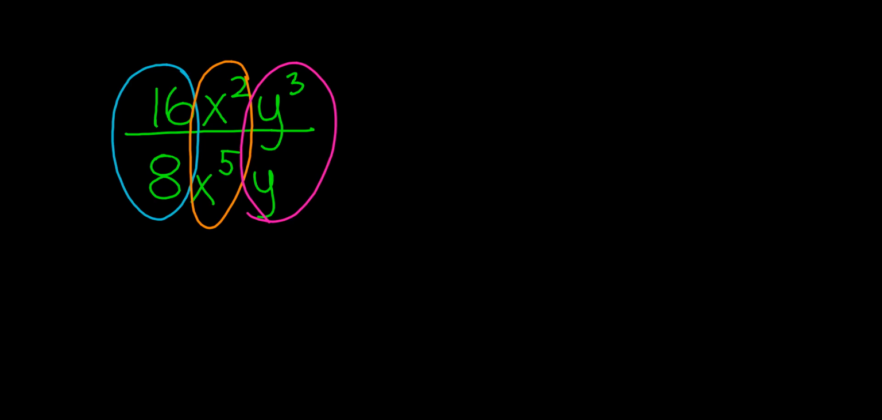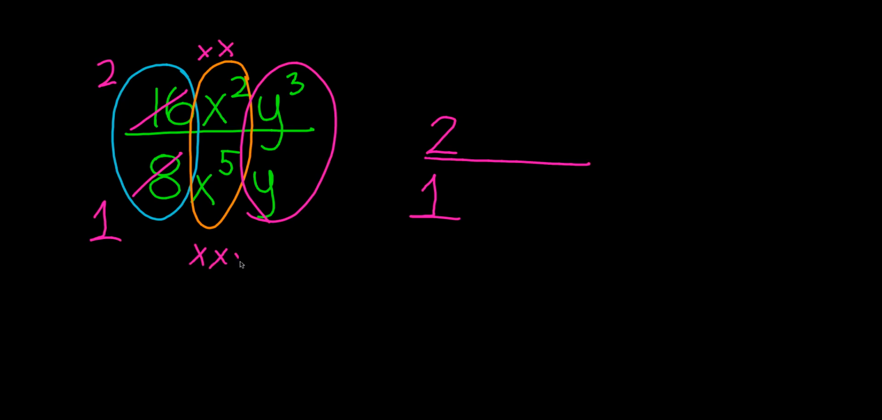We're going to start with 16 over 8, and both of those numbers are divisible by 8. So 8 goes into 16 twice, and it goes into 8 just once. So over here in my simplified answer, I'm going to get a 2 on top and a 1 on bottom. When we start looking at x's, I have 2 x's right here and 5 x's down here. So these 2 are going to go away, and they'll take 2 of these with them. It'll leave me with 3 x's that need to be on the bottom of my fraction.